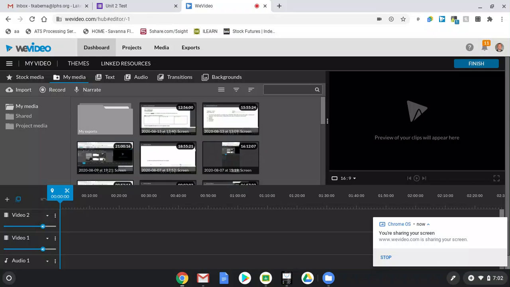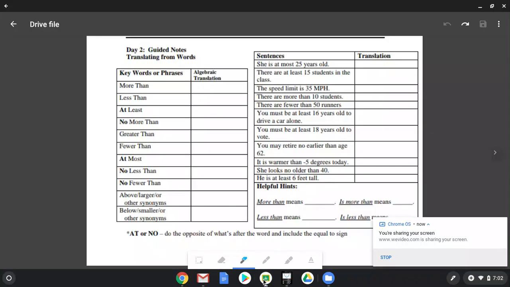All right, we're on Unit 4, Day 2 today. Some more inequalities. So let's get to our notes page, or just a regular piece of paper is fine. We're talking about translating words to inequalities today.